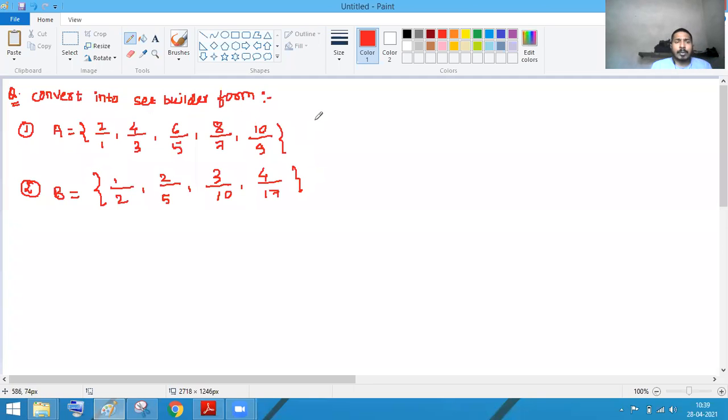Okay, so try to convert into set. This is in which form, guys? Tabular form. Now we have to convert into what? Set builder form. So convert this set A and set B into the set builder form and tell me the answer.